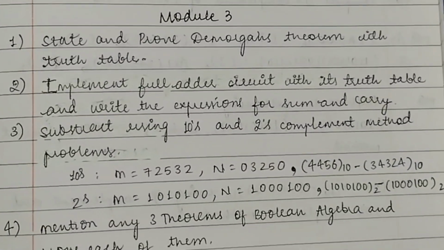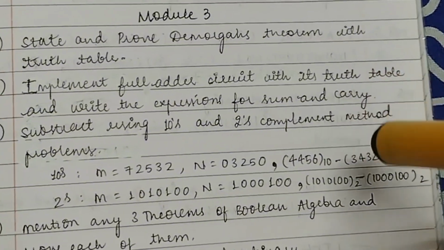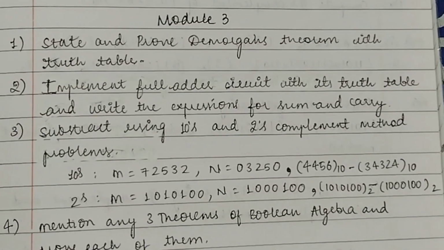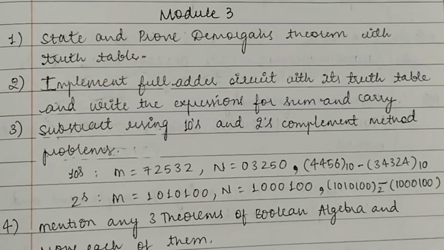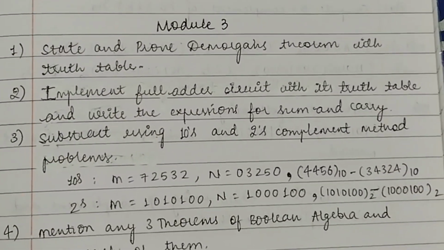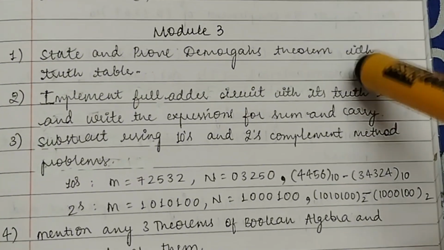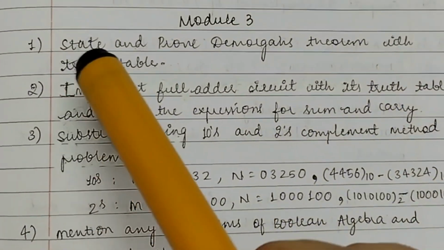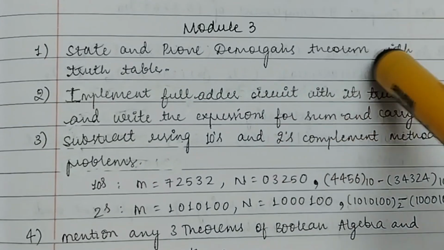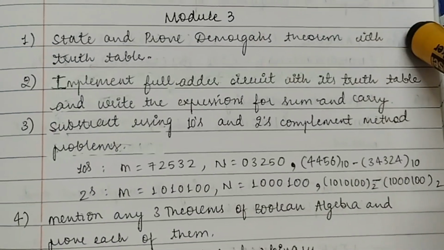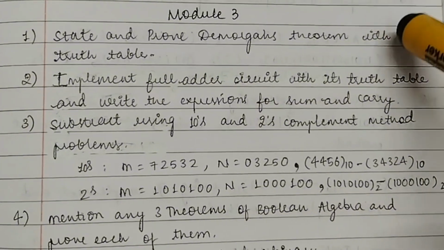Next, module 3. I have kept this in the last because this deals with lots of calculations with 1 and 0 and it's not theory based at all. But if you're more into this, then you can also prioritize this module. Anyways, let's start. First question is state and prove De Morgan's theorem with truth table. This is repeated almost always except during my question paper.